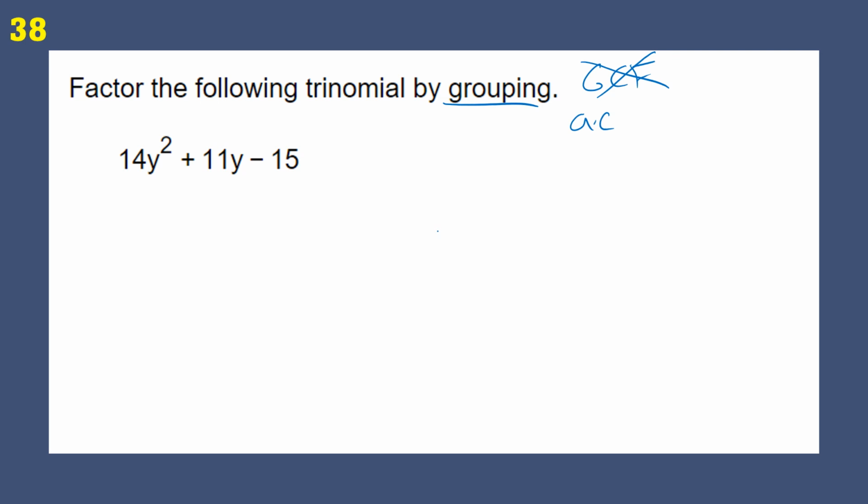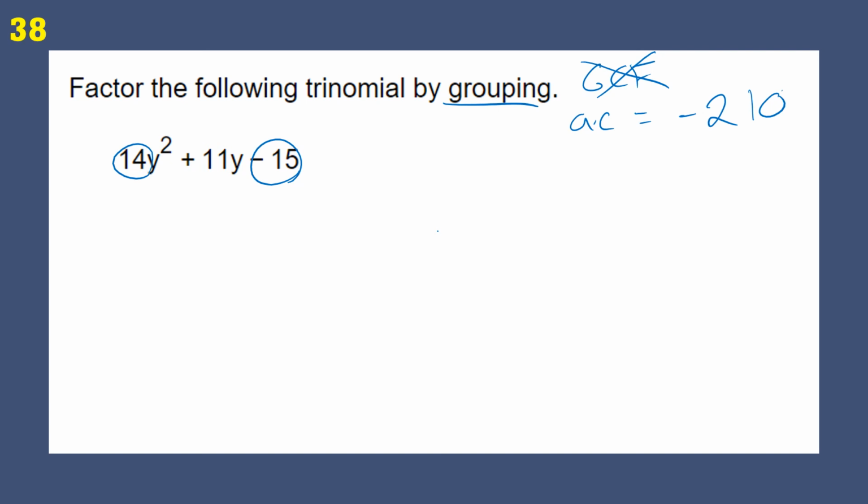So the next thing we're going to do is multiply A times C. In other words, what is 14 times negative 15? That's a big number, but let's do it. 14 times negative 15 is negative 210. I'm doing some math in my head, so I have to be careful. I'm going to pull out a calculator just so I'm not making any mistakes here. All right, I was right. It's negative 210.